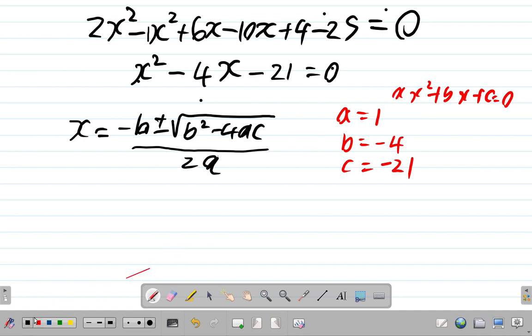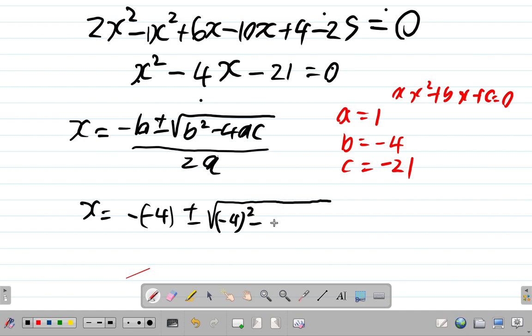Right? Alright, so here now. X equals negative b, so negative 4, plus or minus, negative 4 in a bracket, plus or minus the square root of b squared, negative 4 squared, minus 4 times a, which is 1, times c, which is negative 21, all over 2 times a, which is 1.